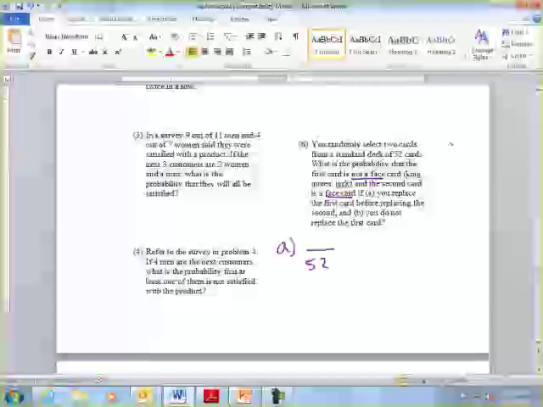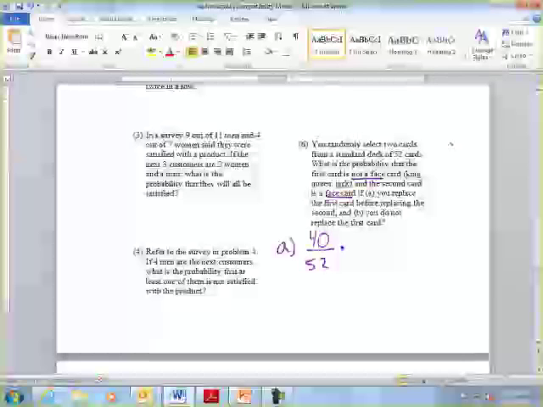Face cards are Jack, Queen, King. So 3 and 4 suits, so there are 12 face cards. So how many are not face cards? There are 40 not face cards. So our probability of drawing not a face card is 40 out of 52.